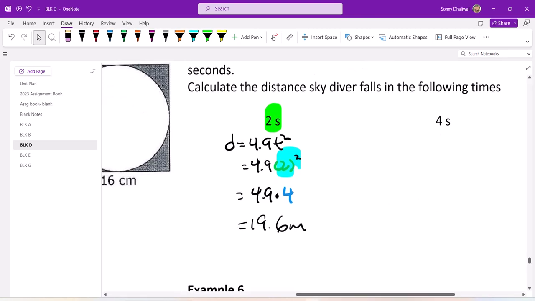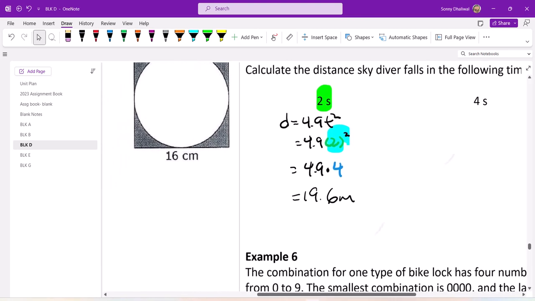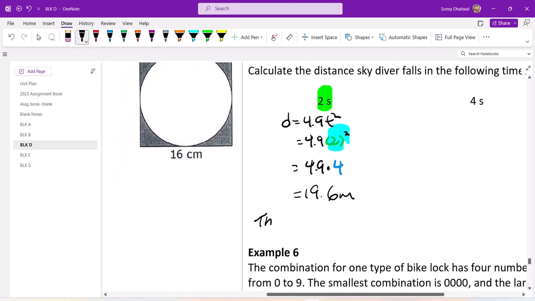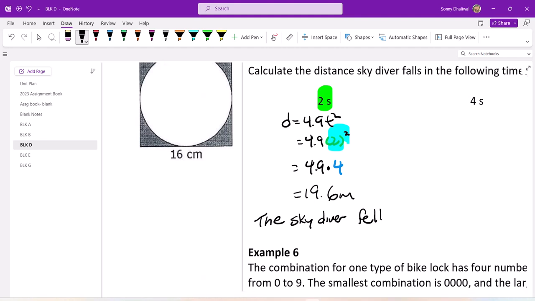Now with all word problems, I didn't do it before because I was trying to get more notes down. We can just say, hey, give a little sentence. The skydiver fell 19.6 meters in 2 seconds. Okay, now pause it for a second. You calculate for 4 seconds. So start off with the formula, put the number in, calculate what the number is. I'll put up the answer on the screen here so you can double check your work. All right, so 78.4 meters.